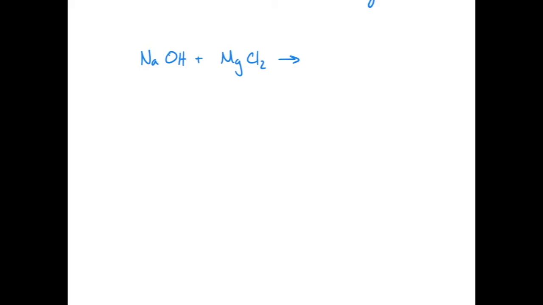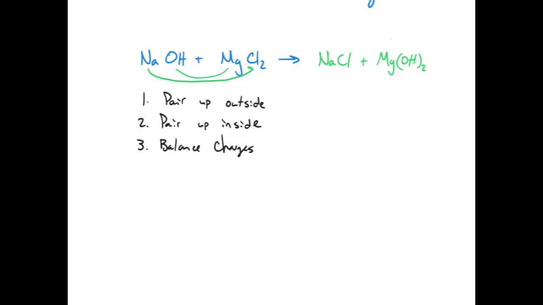Here's an example that I'm going to use to explain this. I'm going to start with NaOH and MgCl2. So I'm going to take Na and combine it with Cl. Take one of each, NaCl, and then I'm going to take Mg and combine it with OH, making sure that the cation's first and the anion second. I'm going to do a quick balance of charges. +1, -1, so those are good. +2, -1, so I need to take 2 of the hydroxides for every 1 magnesium. And then I go in and erase the charges. So in that order, I pair up the outsides, pair up the insides, and then balance charges.